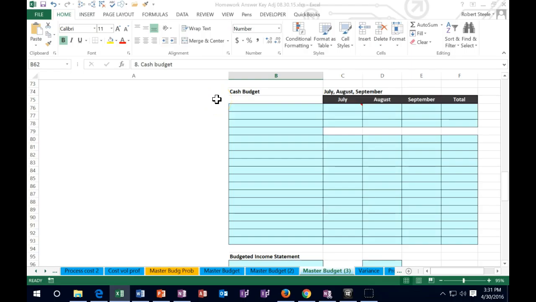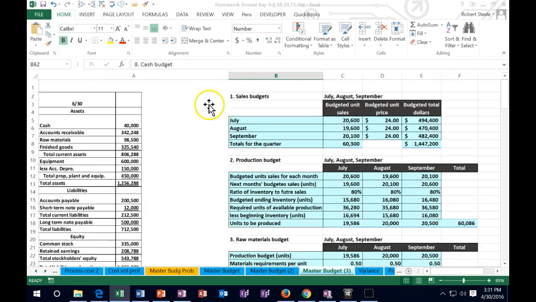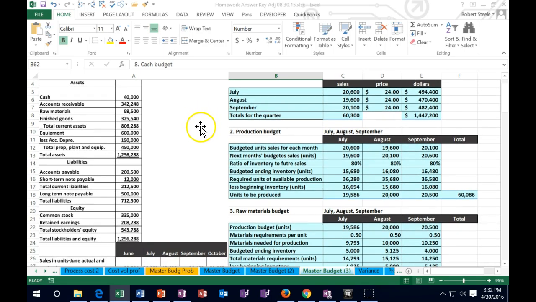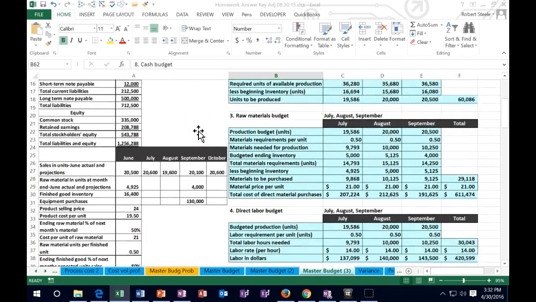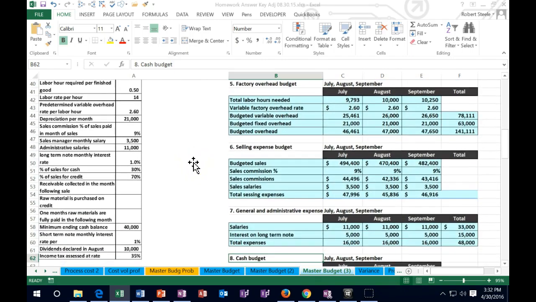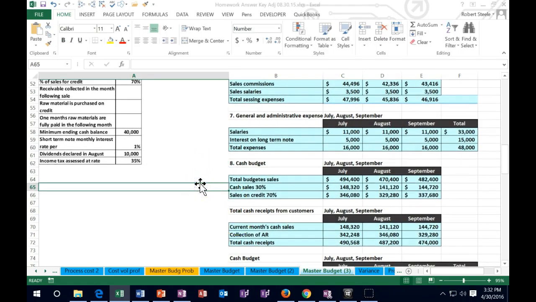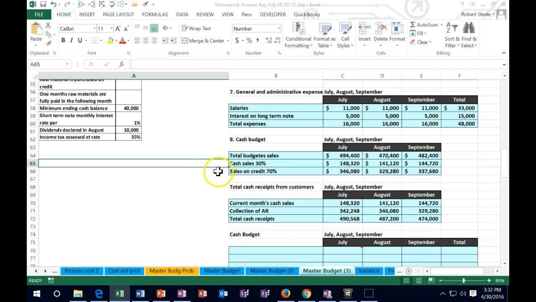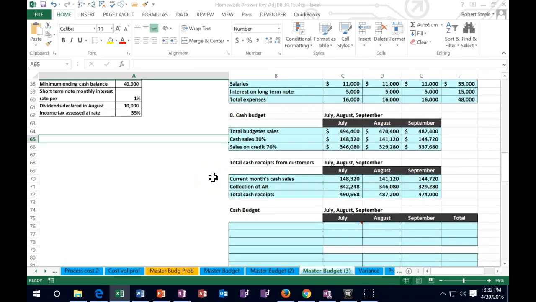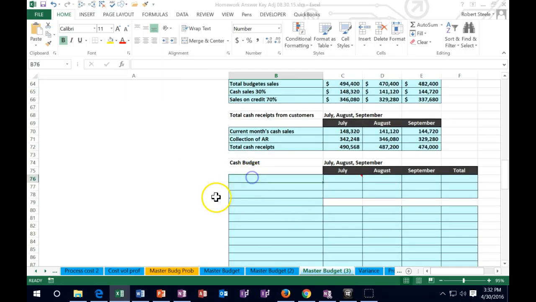Hello, in this lecture we're going to continue on with the master budget by completing the cash budget. So let's take a look at everything we've done so far. Just a quick recap. We do need to do these things in some type of order in order to complete them properly. We have to start off with the sales budget so that we can then do the production budget, the raw materials budget, the direct labor budget, the factory overhead budget, the selling budget, and then the general and administrative. Then we looked into some cash items, including the total budgeted sales and how much we're going to receive on the sales side, and then total cash receipts calculated. We can use this information now to complete the cash budget.